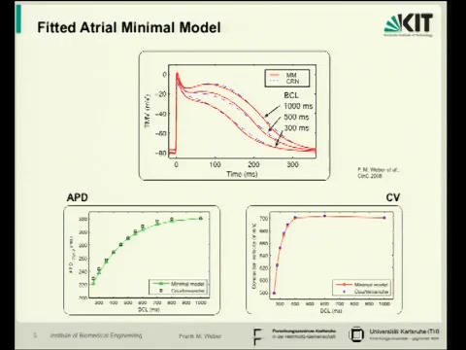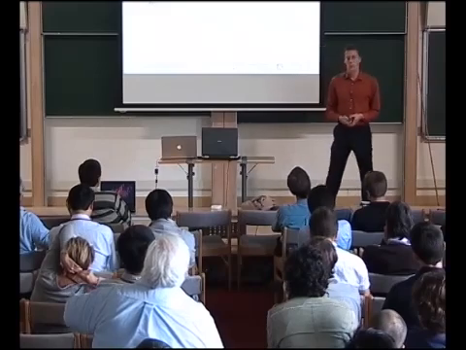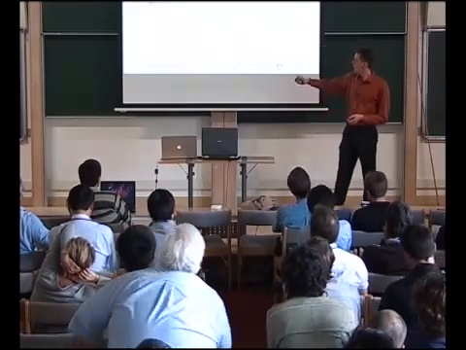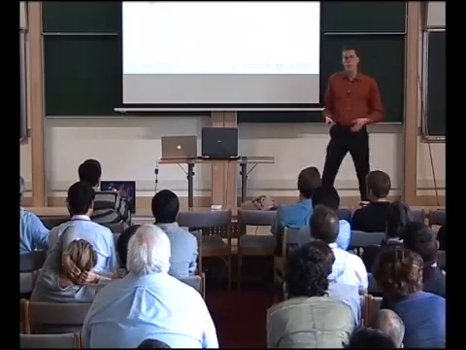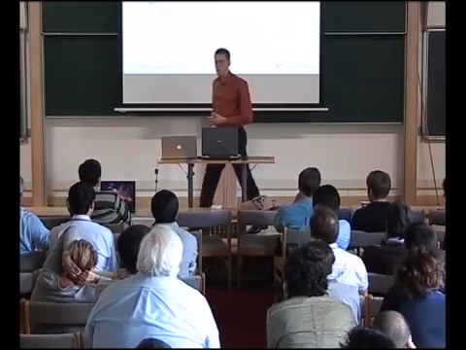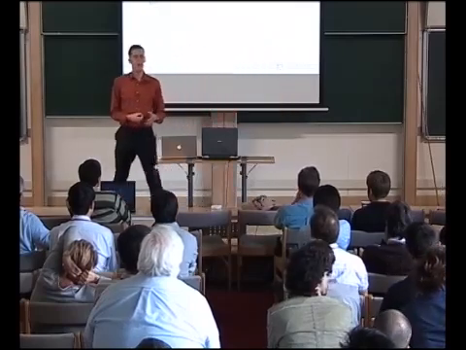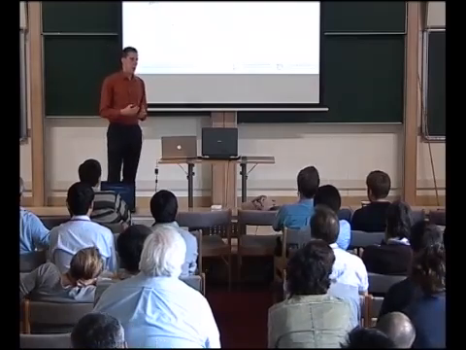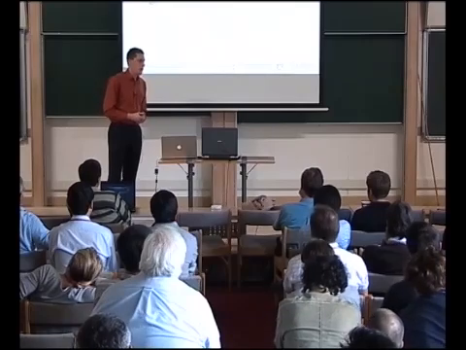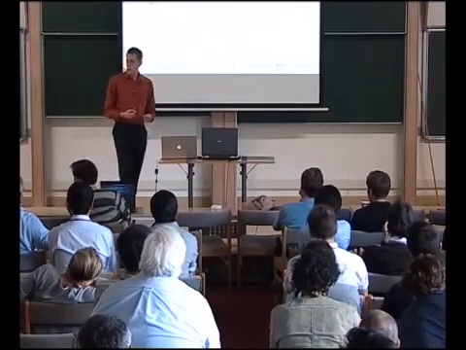Once this is done, you can see the results. You can see the minimal model in red and the reference Courtemanche model in blue at different basic cycle lengths, like 1000 milliseconds, 500 and 300. You see how the shape more or less matches. And also, if you have a look at the APD restitution here and the CV restitution, you can see that the properties more or less match.